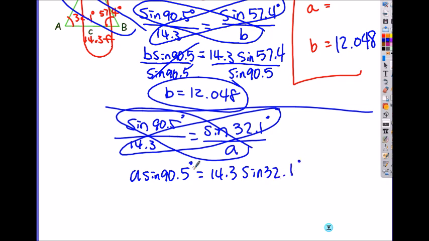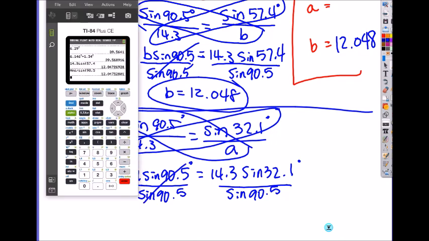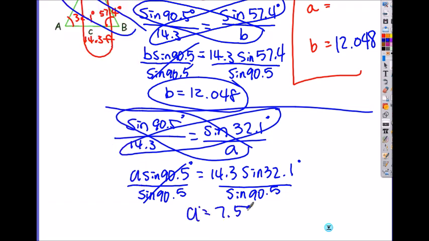Again, what is our last step? Divide by what? Right, we're solving for A, so we have to get rid of sine of 90.5. So what do we get? 14.3 sine of 32.1. Press enter. Divide by sine of 90.5. 7.599. So A equals 7.599.